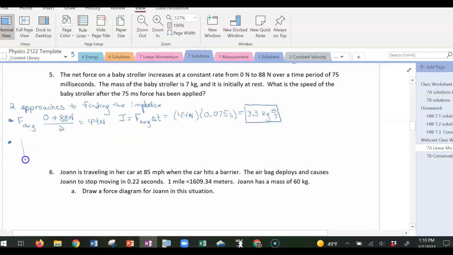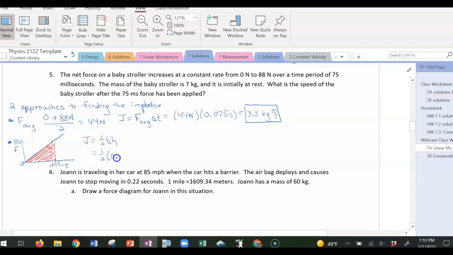We've also talked about how if you have a force versus time graph, the impulse equals the area under the graph. Or in other words, the area between this graph and the x-axis. So here, if the force began at 0 and it went to 88 in 0.075 seconds, that red triangle would represent the amount of the impulse. And so the impulse would be half of the base times the height.